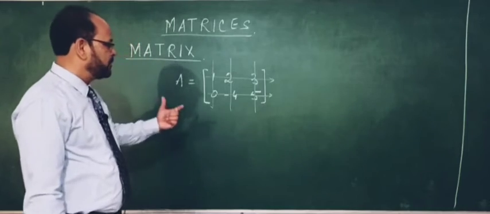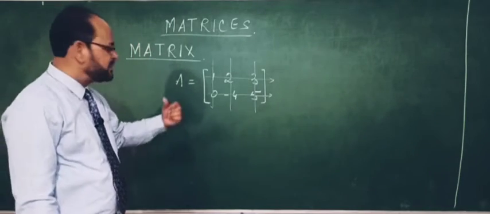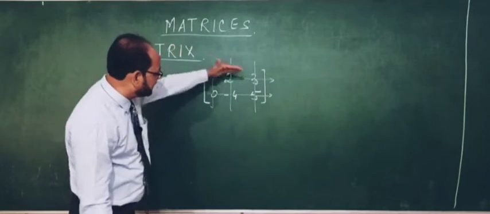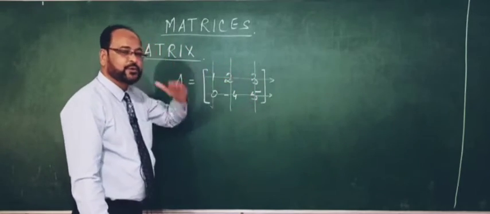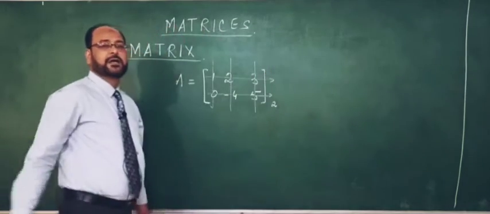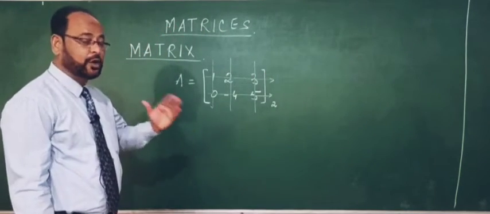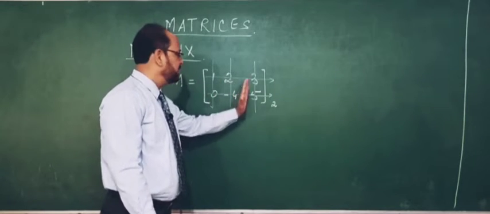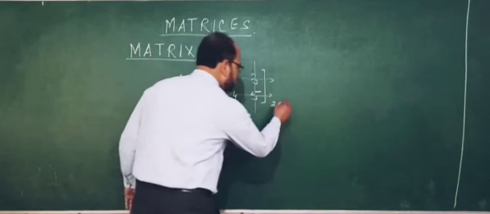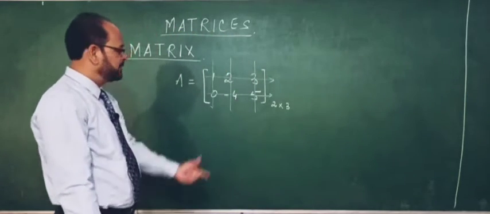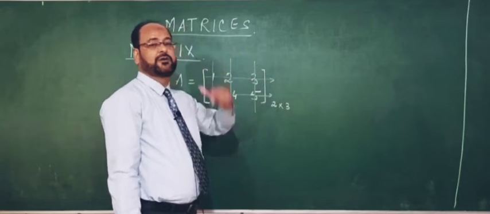When we write order of any matrix, first we denote how many rows are there. So if we count it here, this is 1, this is 2, so there are 2 rows. We will write first 2. Now we will count how many columns are there. This is first column, this is second column, and this is third column. So we will put a cross here, and then we will write how many columns are there. So this is the order of this matrix.